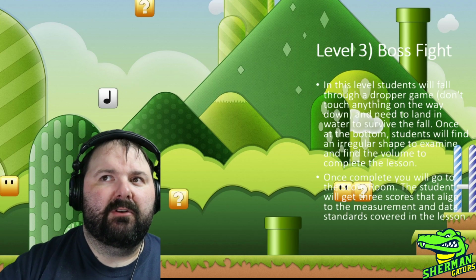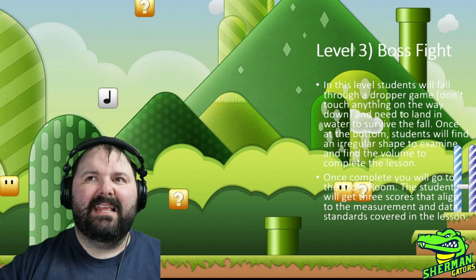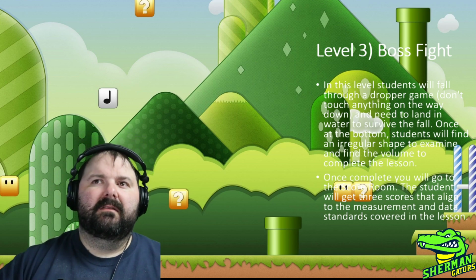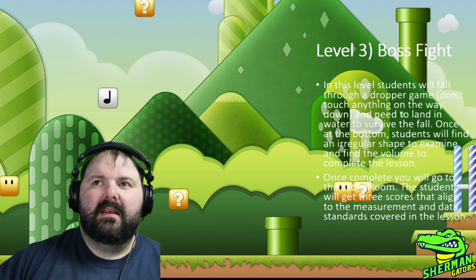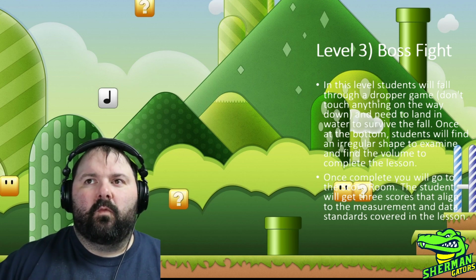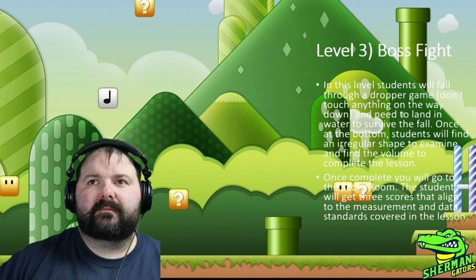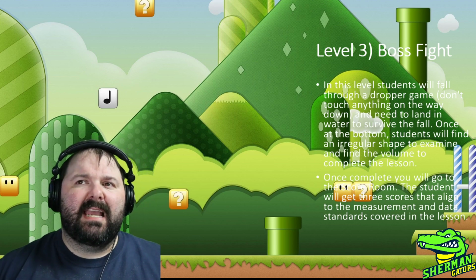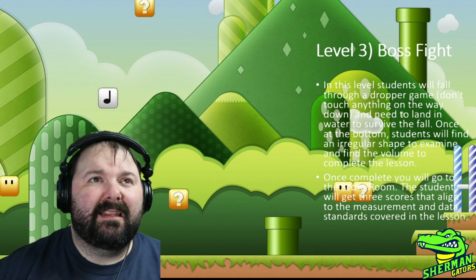That is level 3, which is the boss fight, which says in this level, students will fall through a dropper game. Don't touch anything on the way down. And need to land on water to survive the fall. Once at the bottom, students will find an irregular shape to examine and find the volume to complete the lesson.